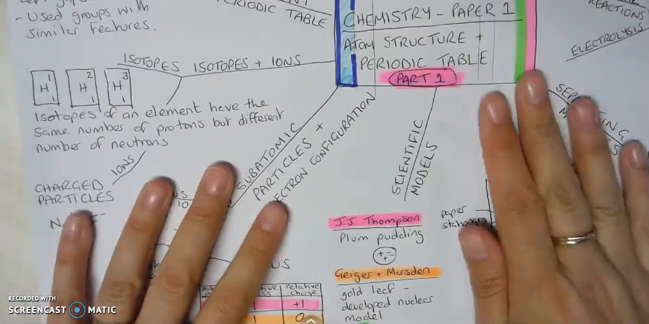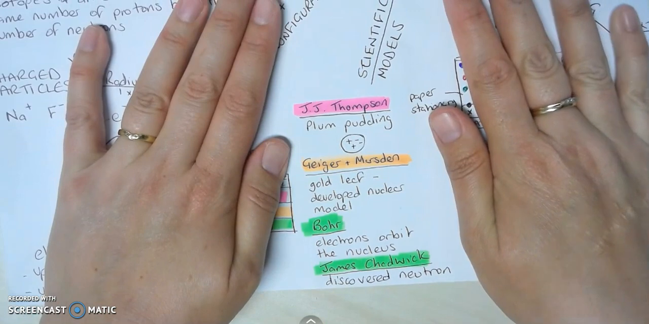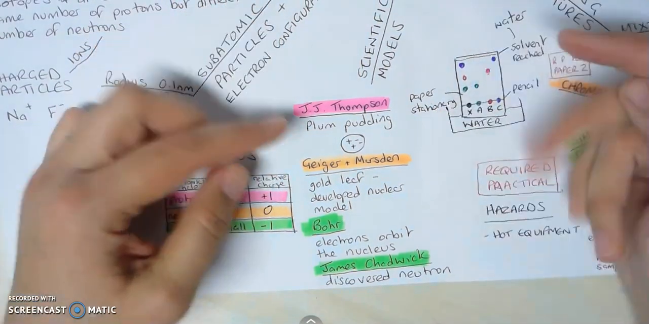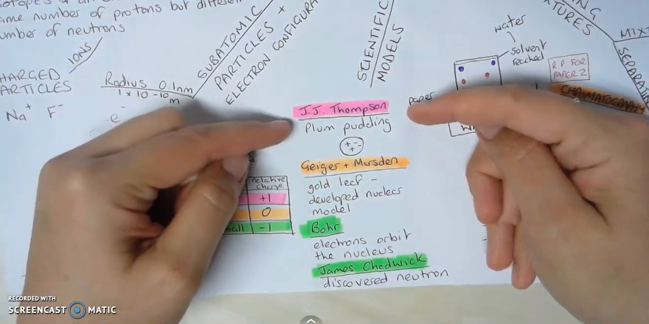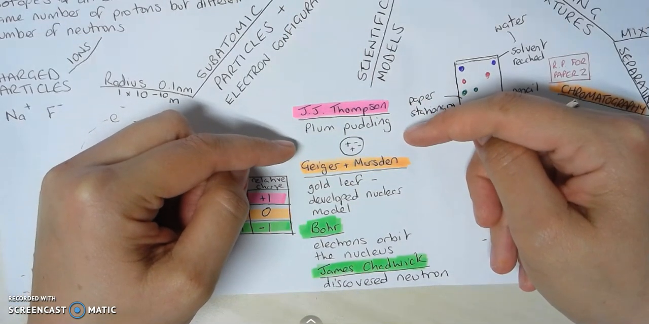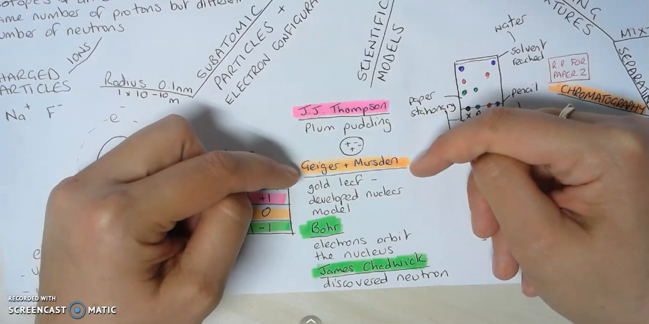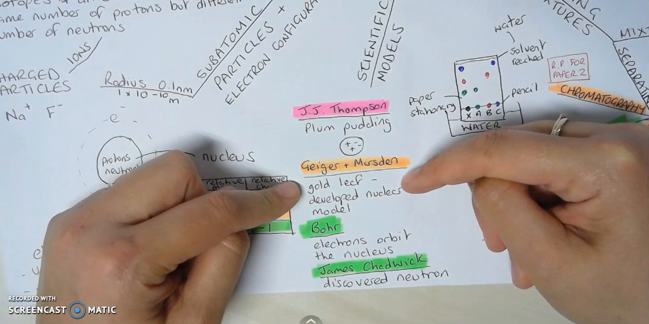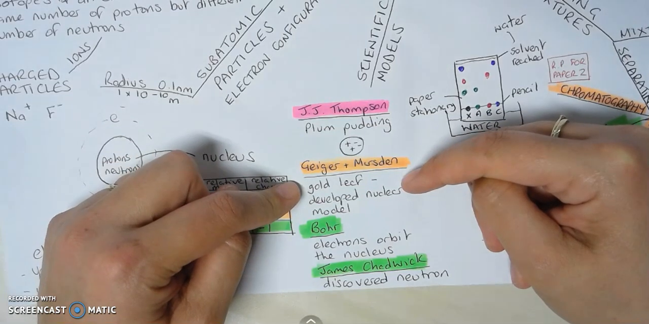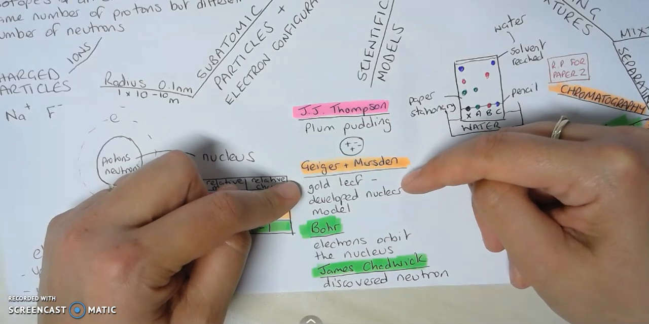The next part of the topic is looking at the scientific models and how we actually developed and found out about the atoms. So the main people you need to know about are J.J. Thomson, who came up with the plum pudding model and said that he thought all the positive and negative particles were in the nucleus. Then Geiger and Marsden, along with Rutherford, came up with the gold leaf experiment, where they fired particles expecting them all to go through the gold leaf, but some deflected off.